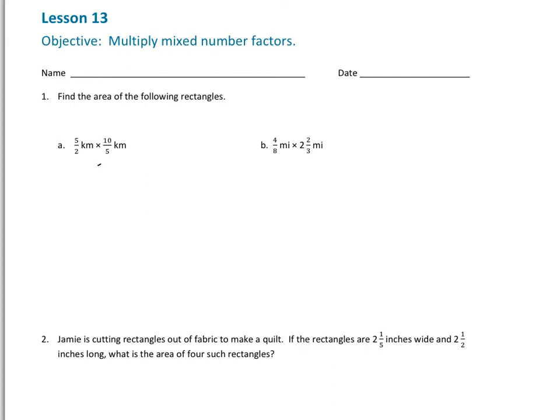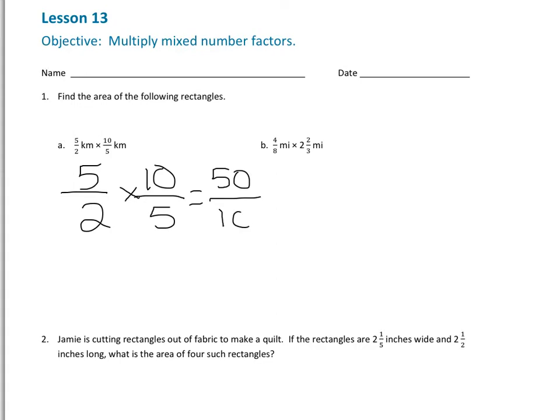Let's solve. You have 5 over 2 times 10 over 5. You can just go across and multiply here to solve. 5 times 10 equals 50. 2 times 5 equals 10. 50 divided by 10 equals 5 square kilometers.